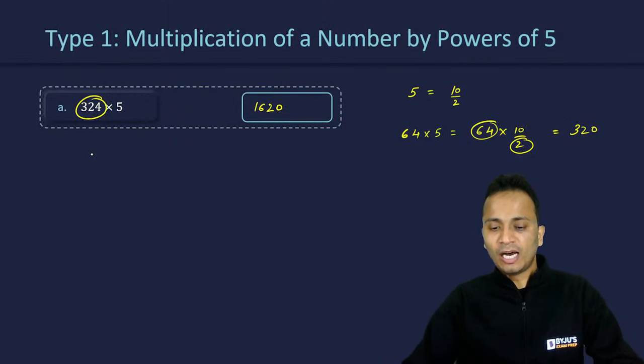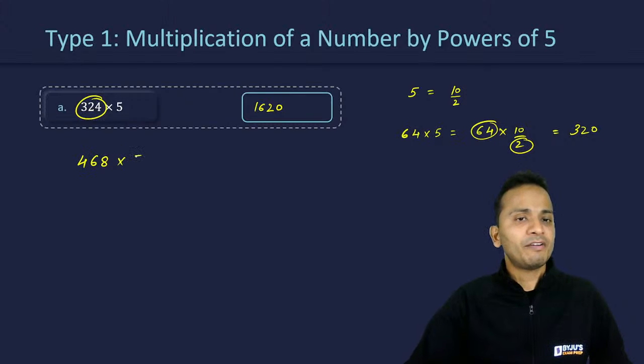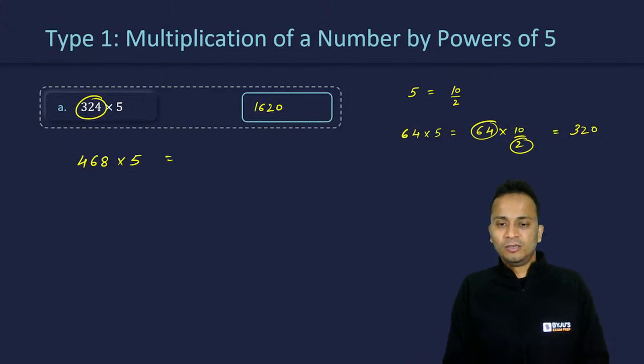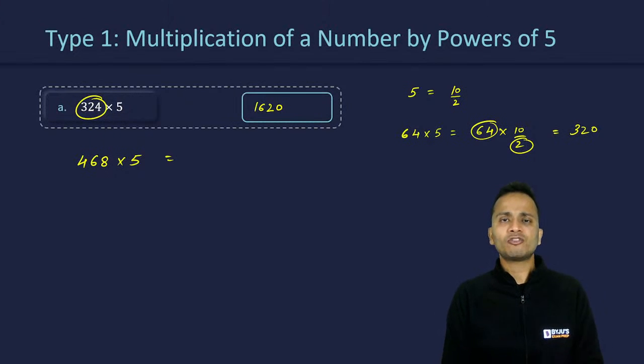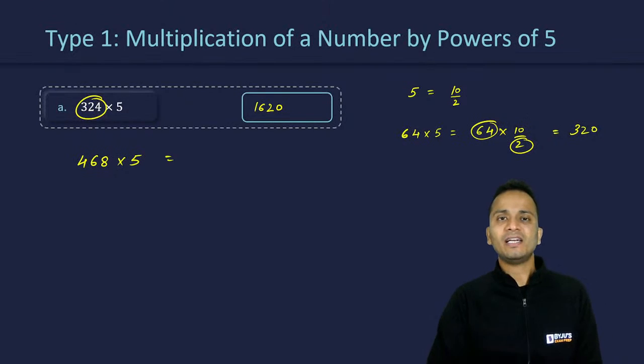Okay, so I would like all of you to quickly give me an answer for this question. So let's say you have a number 468 multiplied by 5. So what should be the result? I'm waiting for all of you. Come on, give me the answer for this one. 468 multiplied by 5. Try not to use calculator. Try not to do any rough work. Try to write your answer directly.